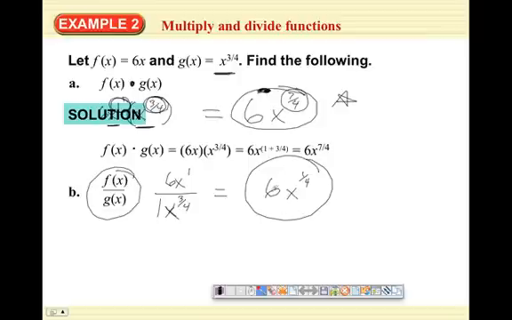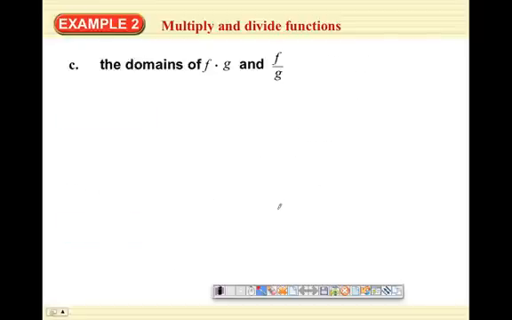Now you're going to do the domain, and here is where it's different. So please pay attention to this. Here we go. This one. The domain of f times g. So let's rewrite it. F was, I think, 6x times g, which was x to the 3/4. Okay? There's f times g. And we said that it equals 6x to the 7/4.